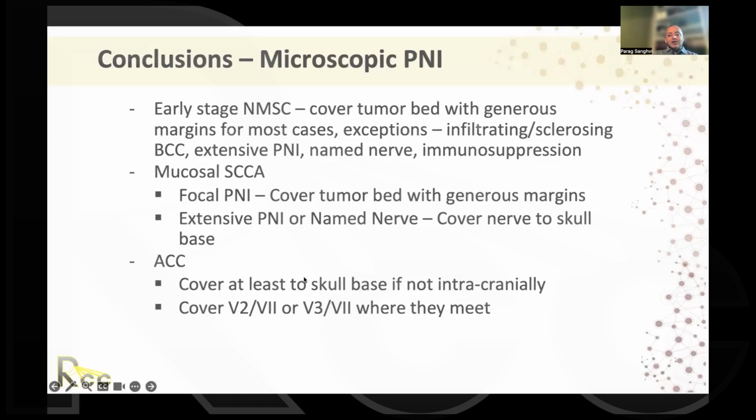And then adenoid cystic carcinomas, as I said, I always cover zone 3. I always cover zone 1, but generally even zone 2 in most of these patients. And then certainly covering the connections between V3 and 7, V2 and 7, important for us to cover those if at all you're worried about risk for these patients.